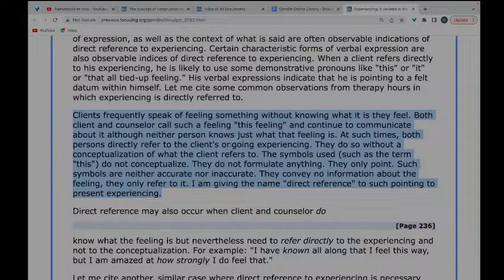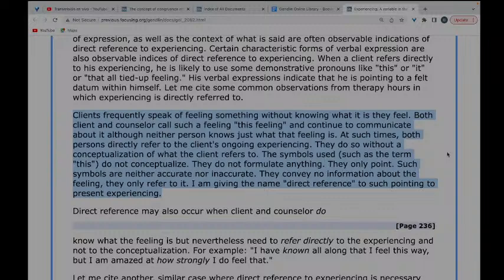Clients frequently speak of feeling something without knowing what it is they feel. Both client and counselor call such a feeling this feeling and continue to communicate about it, although neither person knows just what that feeling is. At such times, both persons directly refer to the client's ongoing experiencing. They do so without a conceptualization of what the client refers to.